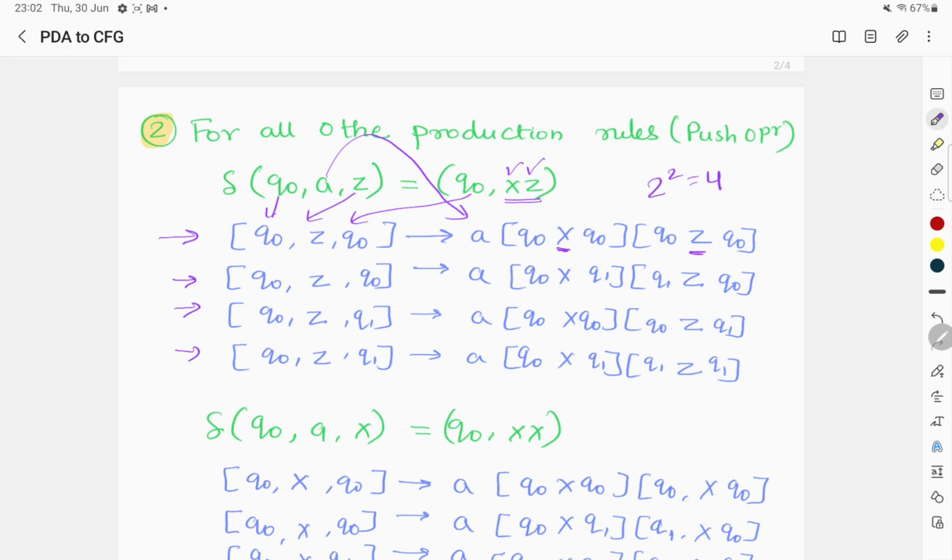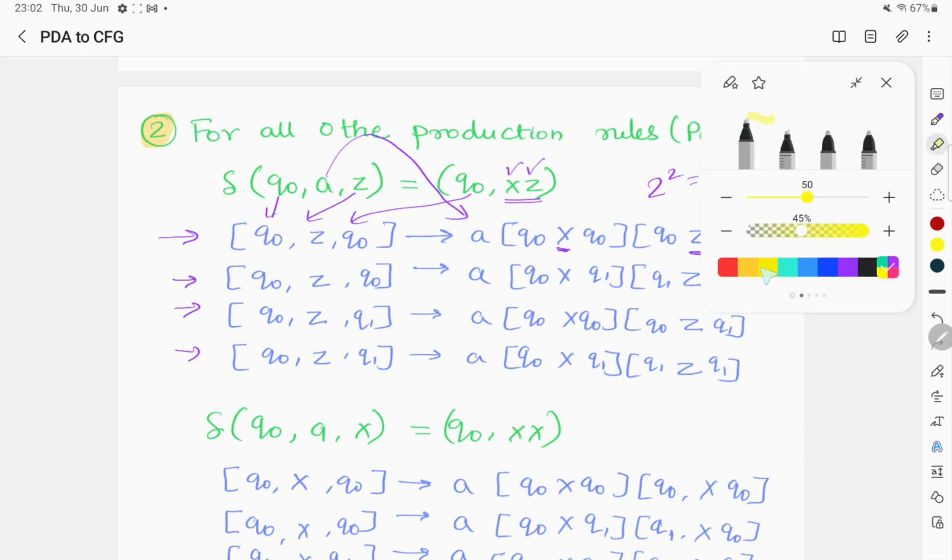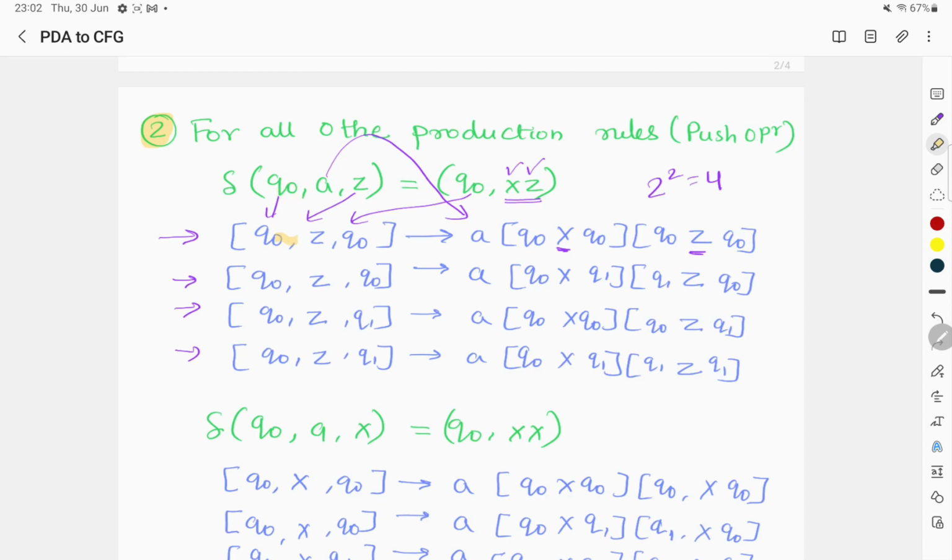So what am I changing in these 4 times? Please observe carefully. What I am keeping common is this Q0, because this is starting from Q0, that is fixed for the entire rule. Then what is the stack top? It is Z, that is also fixed. On which input symbol are you taking it? A, that is also fixed. Where is it going? On A, first it goes to X and then Z. So that is also fixed. Now what is variable is just the Q0, Q1 that are coming in the combinations.